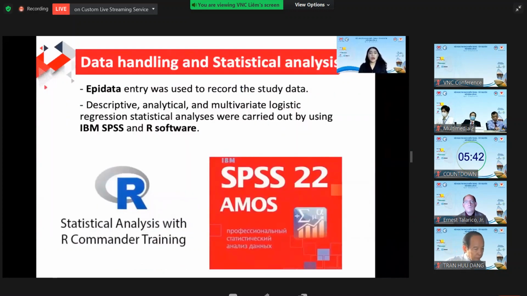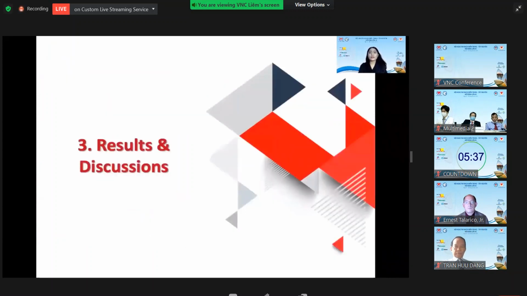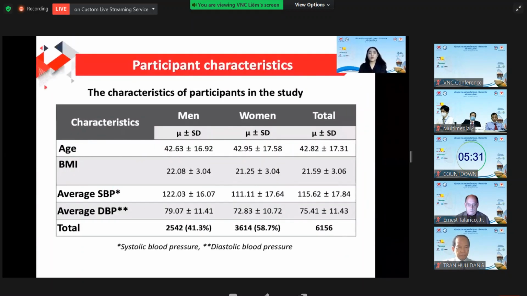We use SAS and R software for statistical analysis. In the next slide, I will move to the result and discussion. Following imputation, 6,156 participants were included in the analysis. They had a mean age of around 43 years, and the mean systolic blood pressure and diastolic blood pressure were 115.62 and 75.41 millimeters of mercury, respectively.